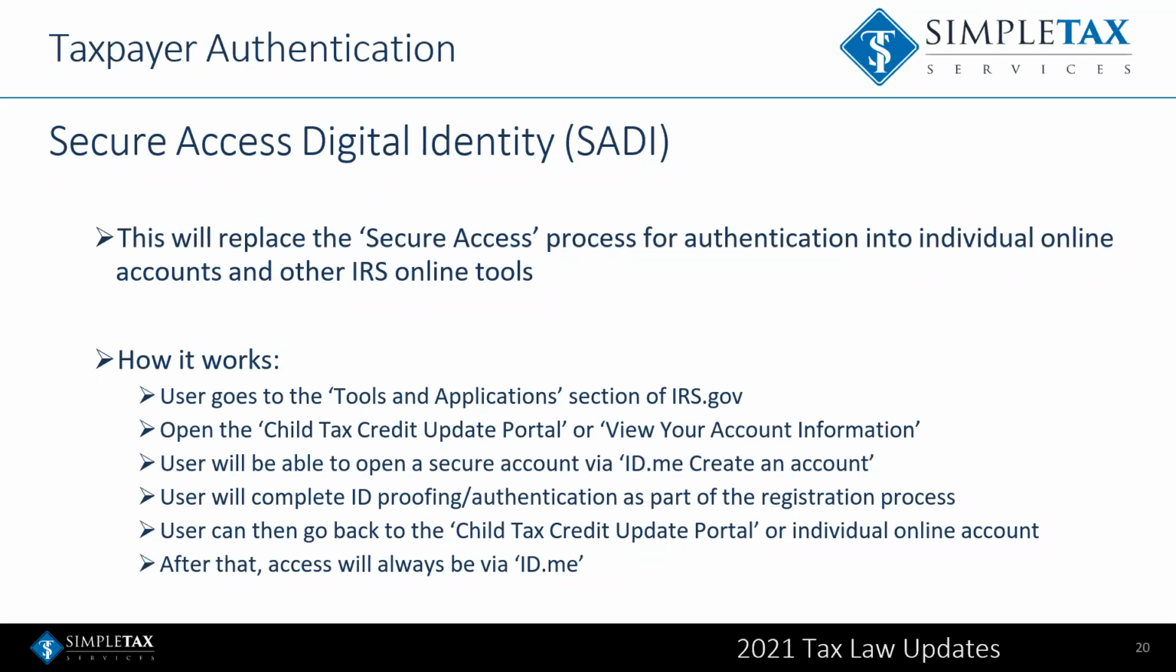So basically, this is how it works. The user will go into the tools and applications section of the IRS, and then they'll open up either the CTC UP or the view your account information. At that point, they'll be able to create a secure account via ID.me. They'll click the create account button, complete their ID proofing authentication, and then they can go back in and get that information. I'm going to explain a little bit about what that ID proofing authentication process is, at least as much as the IRS has been willing to share and as much as I know.